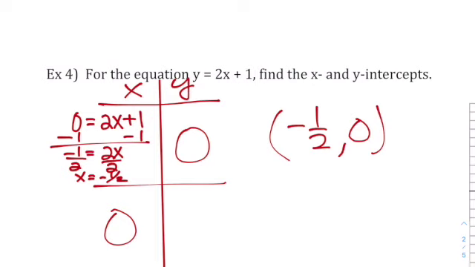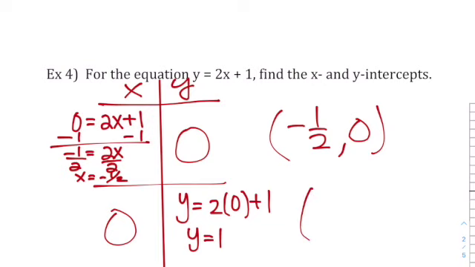Then the next one is going to be x equals 0. So y is equal to 2 times 0 plus 1. So y is equal to 1. And the ordered pair is (0, 1).